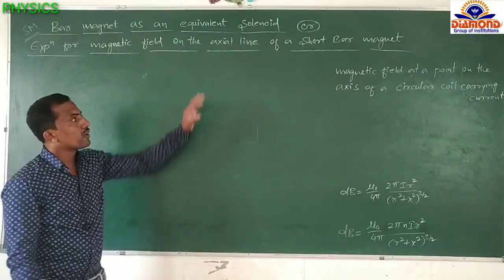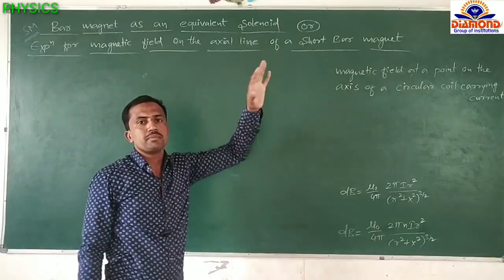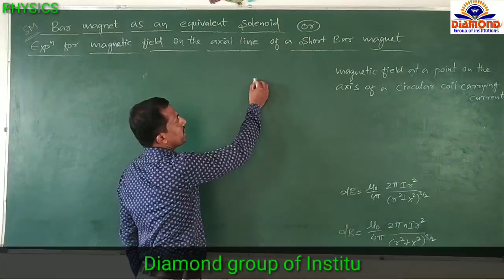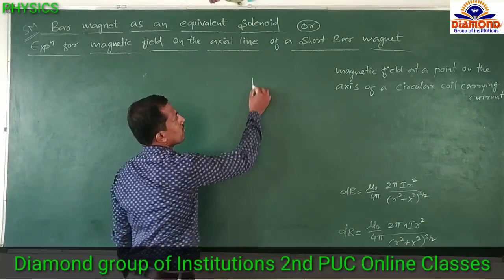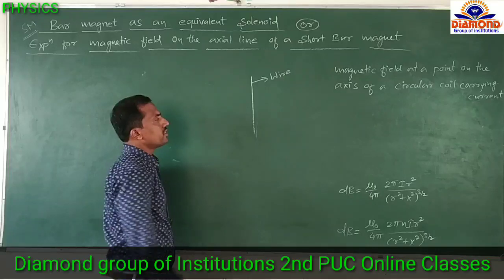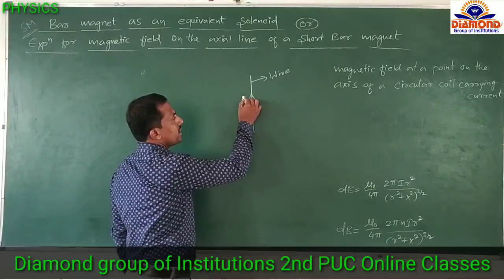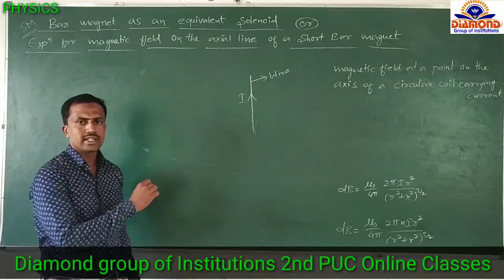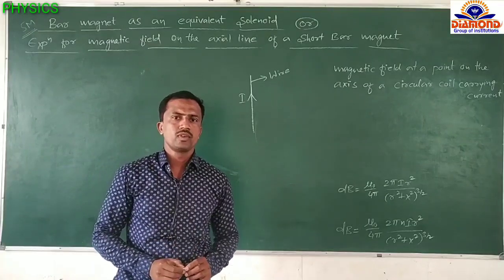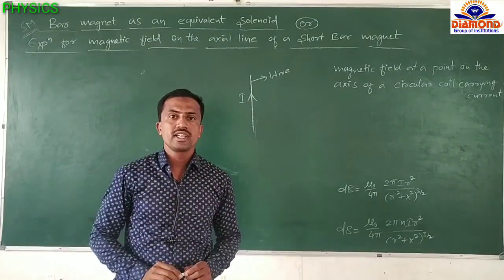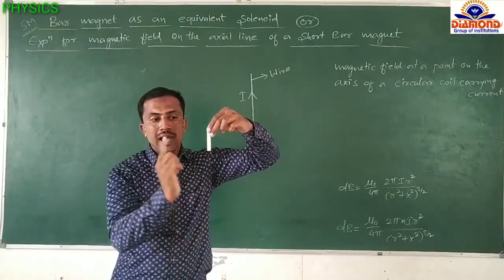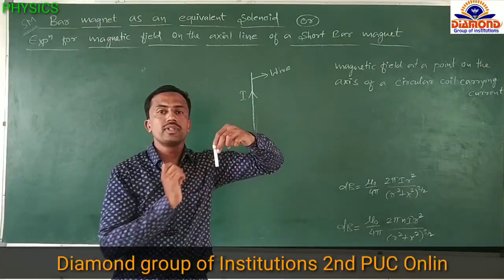Before starting this topic, we will discuss some important points related to it. We are taking one wire, and this wire is carrying a current I. In the fourth chapter, moving charges, Oersted is the name of the scientist. He says that when current is flowing through a conductor, magnetic field is produced in the surrounding space.